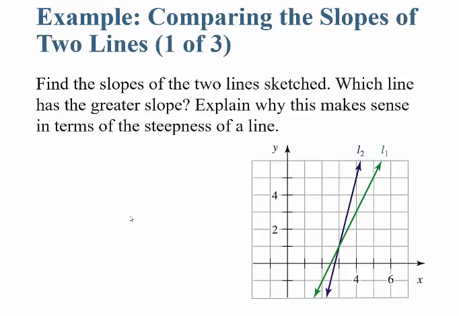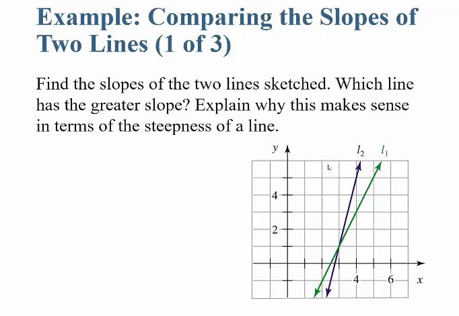All right, so now I want to talk about comparing the slopes of two lines. Looking at these two lines here: find the slopes of the two lines sketched. Notice I don't even give you any points. I just say, hey, look, find the slope of these lines right here. And which line has the greater slope? And explain why this makes sense in terms of the steepness of the line.